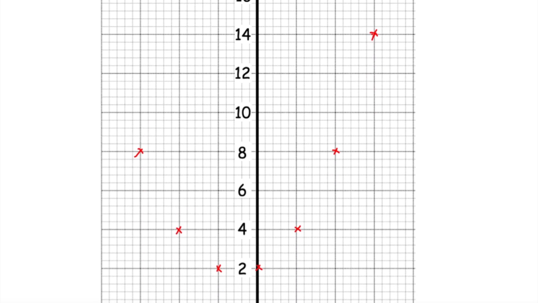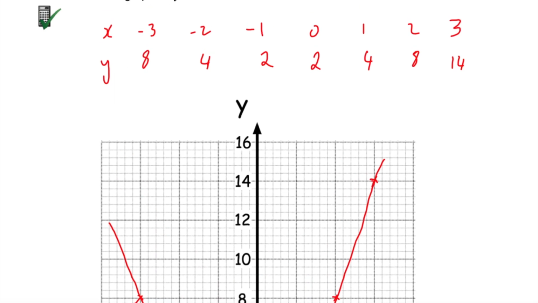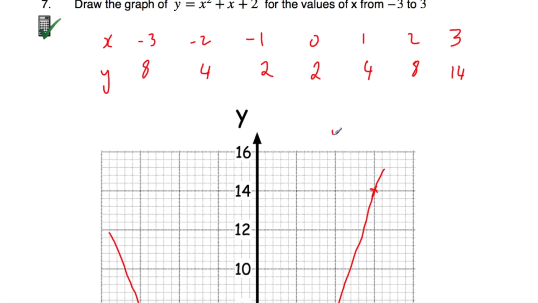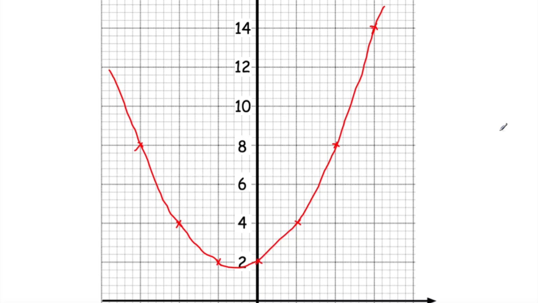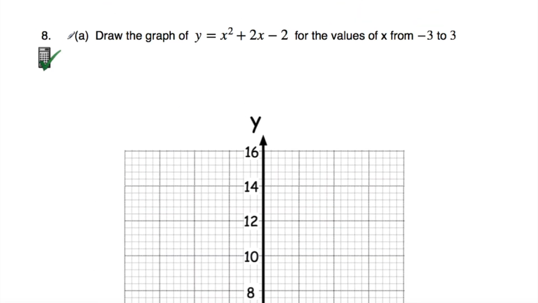So that's fantastic. Now we just need to do a nice curve through them. So let's do that. And that's it. So that's the graph of y equals x squared plus x plus 2. And it's that U-shaped parabola. And if we go on down, that's it. That's that question done. Okay, let's look at our next question, question number 8.